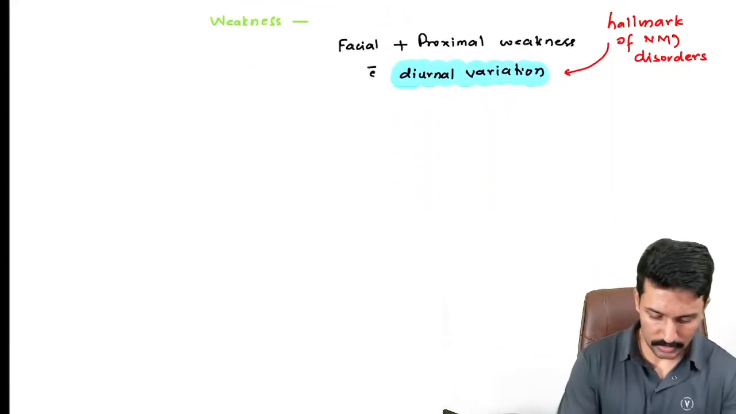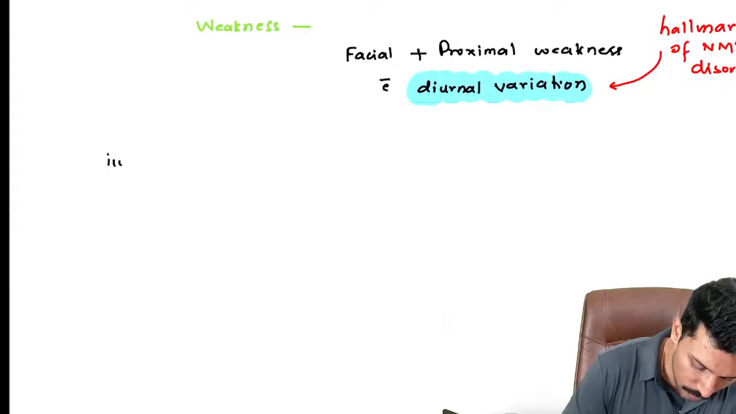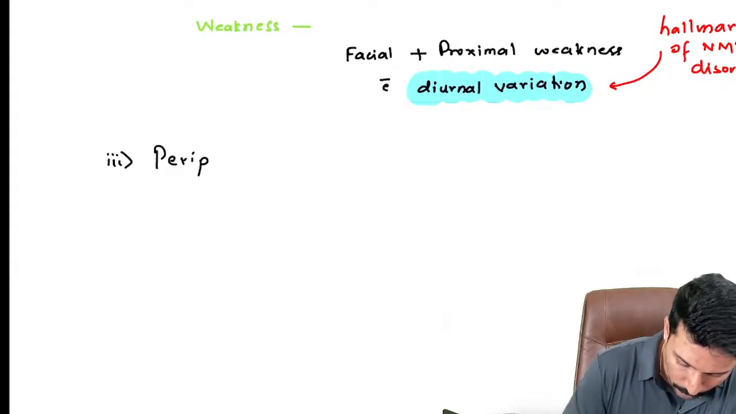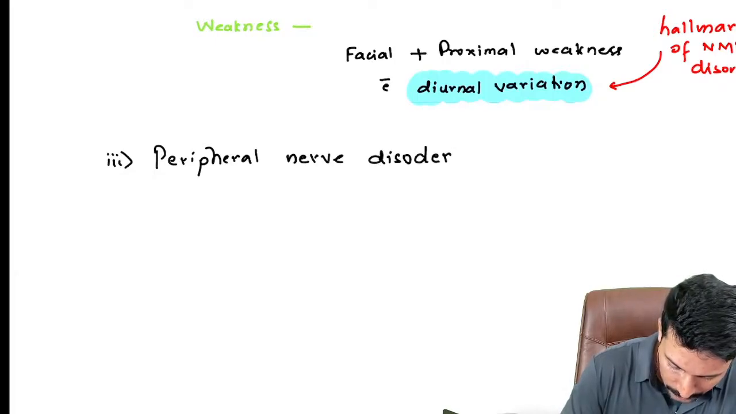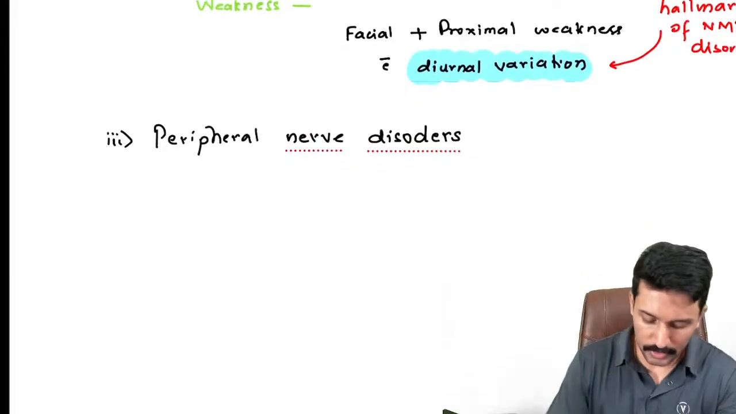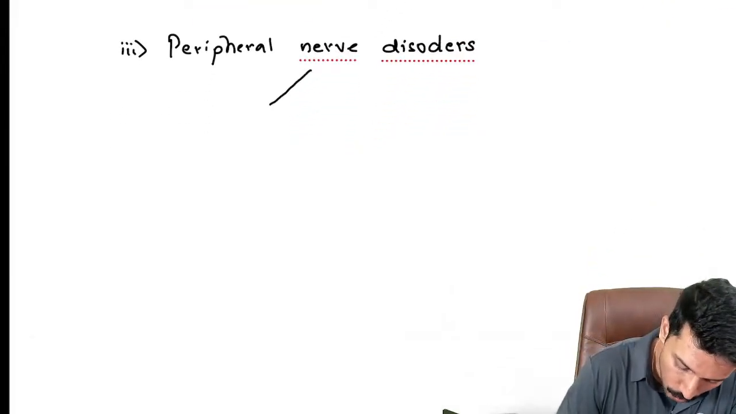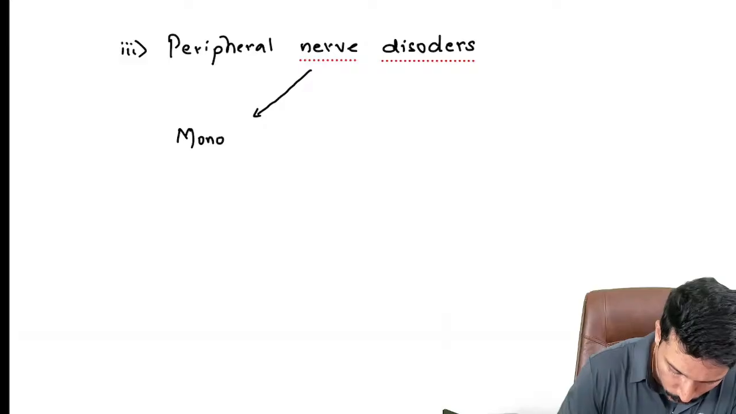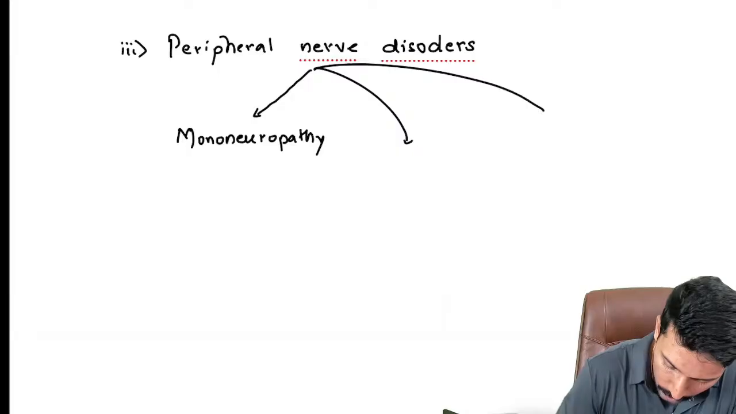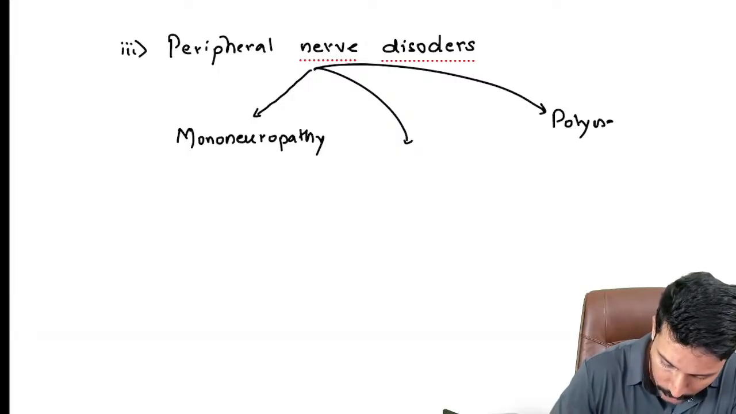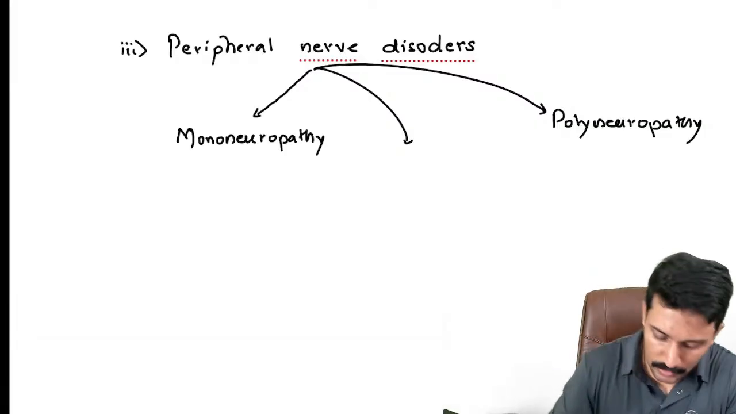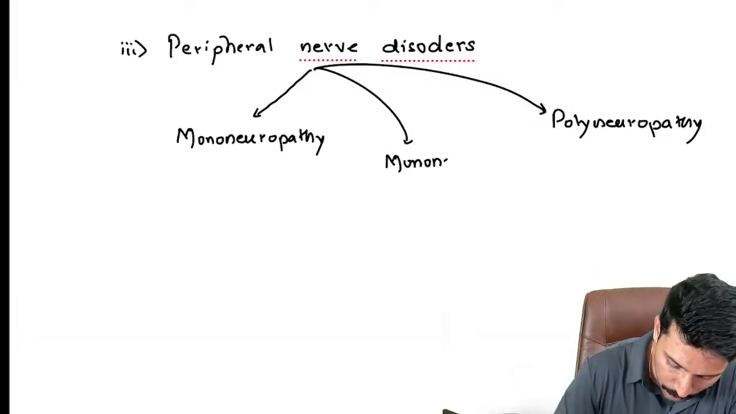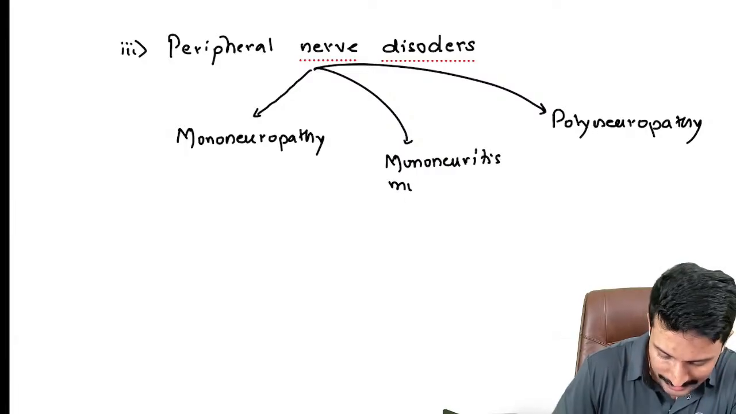After neuromuscular junction disorders, next we have in the hierarchy is the peripheral nerve disorders. And remember, when we talk about peripheral nerve disorders, we classify them based on the number of nerves affected. If only a single nerve is affected, we will call it mononeuropathy. When all the nerves are diffusely affected, we call it polyneuropathy. But multiple single nerves discretely affected, not diffusely affected, we will call it mononeuritis multiplex.